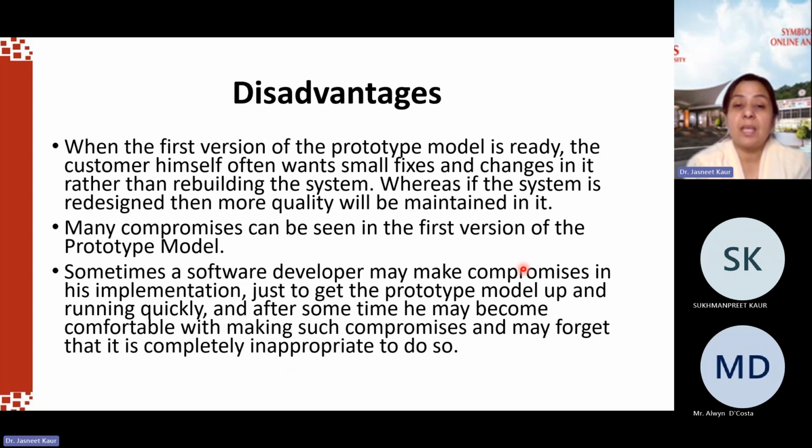Many compromises can be seen in the first version of the prototype model because you are making a quick model, so you may compromise something. Sometimes a software developer may compromise in implementation just to get the prototype, because they want to run it quickly. So small things sometimes they ignore, which may later create problems. That is the biggest disadvantage in the prototype model.